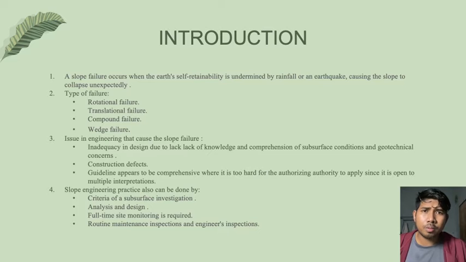Now, we will look at the issues in engineering that cause slope failure. The first issue is inadequacy in design due to the lack of knowledge and comprehension of surface conditions and geotechnical concerns. The second issue is construction defects, and the third issue is that the guideline appears to be very comprehensive, where it is too hard for the authorizing authority to apply since it is open to multiple interpretations.